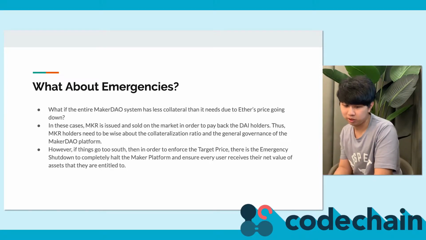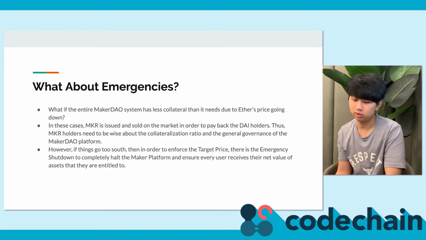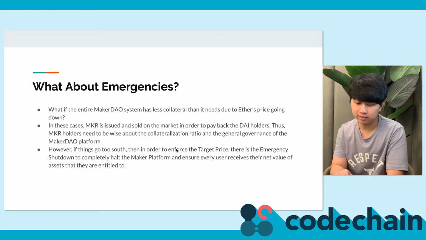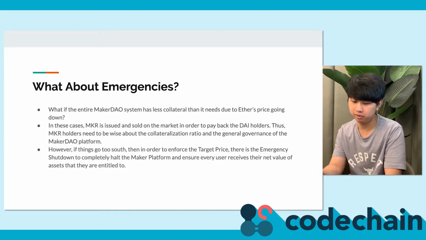So how about in case of emergencies? Let's say MakerDAO has less collateral than it needs to, due to the Ether price going down drastically, as mentioned before. If this happens, then basically Maker coins are issued, and they're sold on the market in order to pay back the DAI holders. So this is why Maker holders need to be careful about what the collateralization ratio will be and how they will manage the general governance of the entire MakerDAO platform.